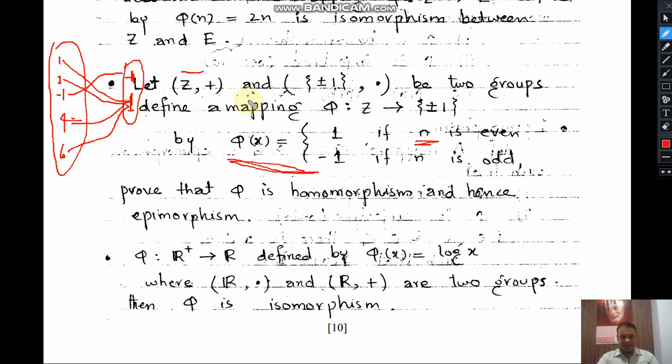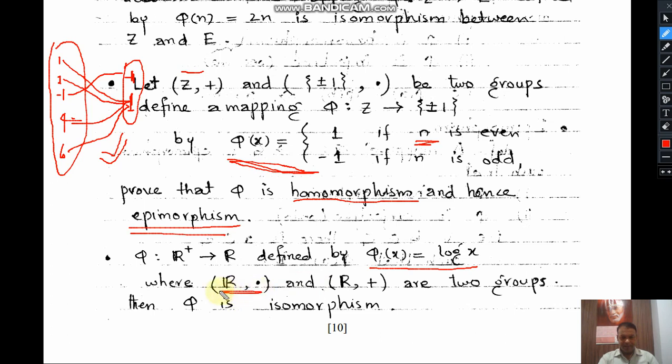So this is a homomorphism, and it is an epimorphism, because in homomorphism there must be a mapping, so the mapping is here, and in epimorphism the mapping must be onto, so it is an onto mapping. But it is not one-to-one, so it cannot be a monomorphism, and if it is not a monomorphism, then it cannot be an isomorphism.